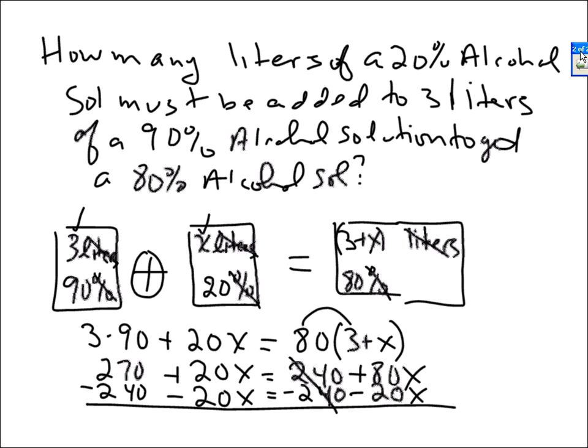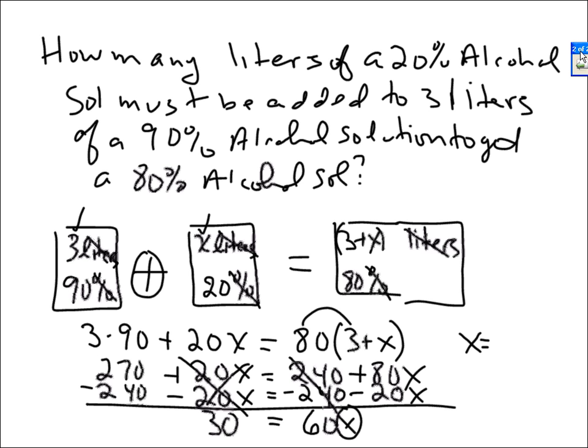Notice the 240s cancel out. The right side has 60 X's, no X's on the left. The left has 30. 60 times some number X is 30. Half of 60 is 30. That is 60 times a half.